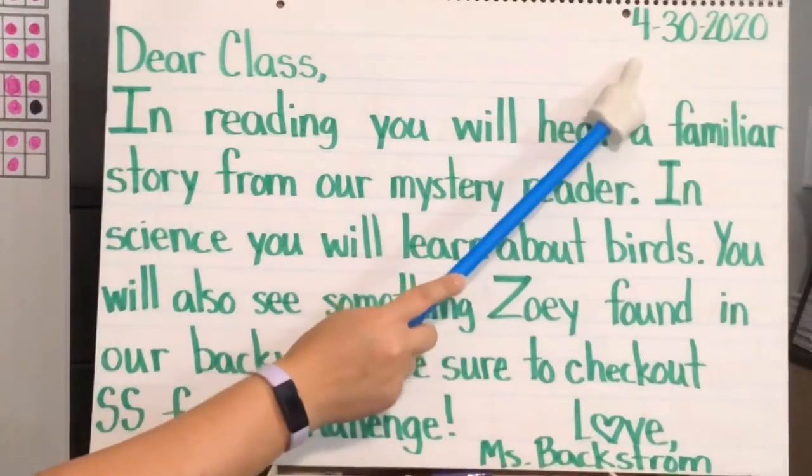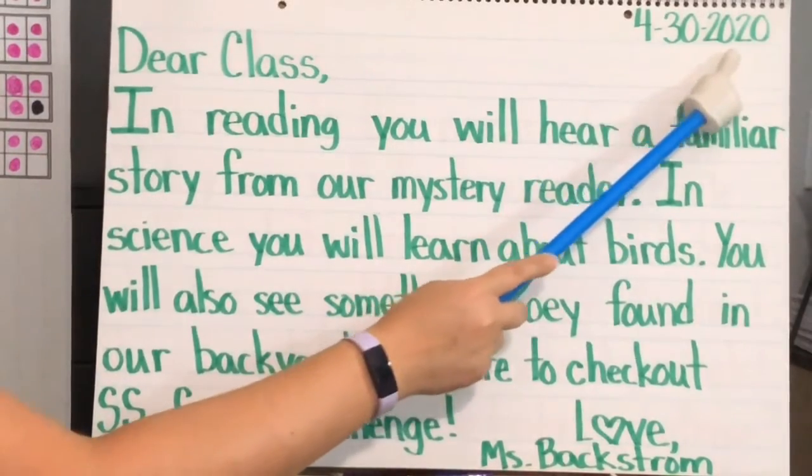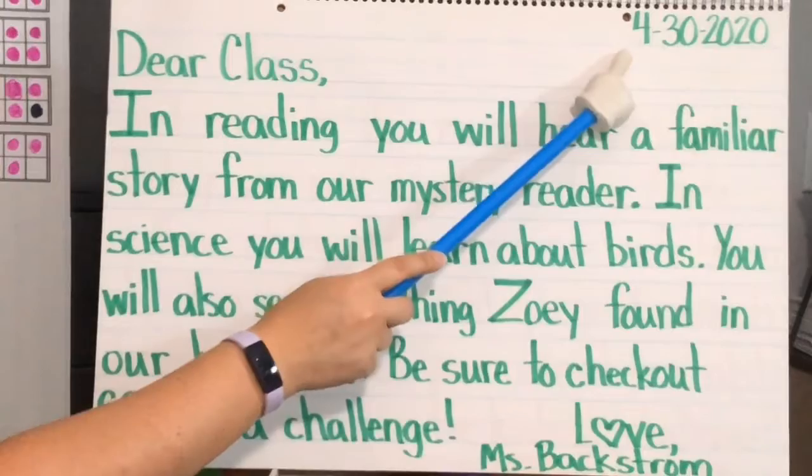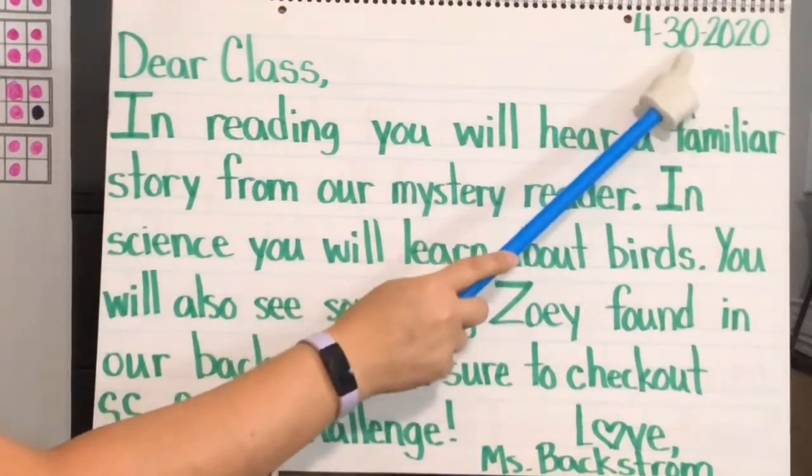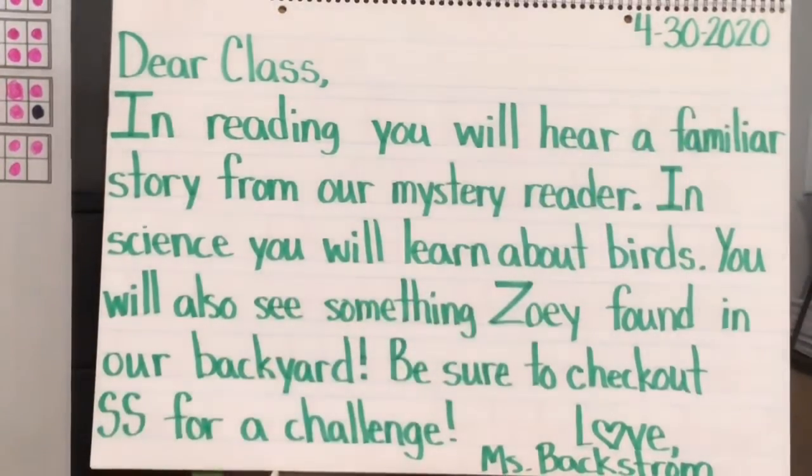Okay. Let's skip over to our morning message and see what we're going to be doing today. Okay, our date is 4/30/2020. We're in the 4th month. The number that we put on our calendar was 30, and our year is 2020.